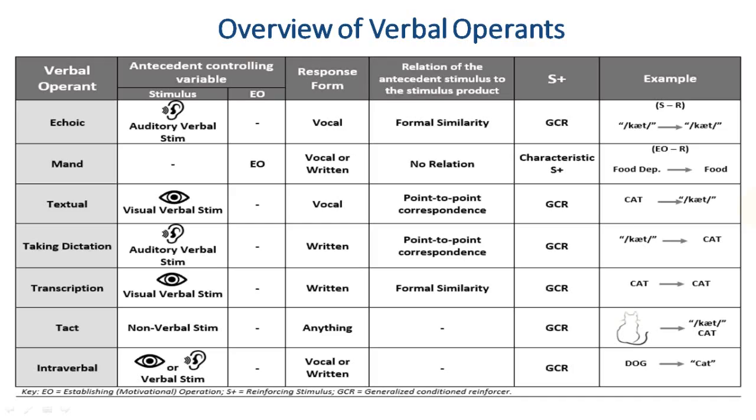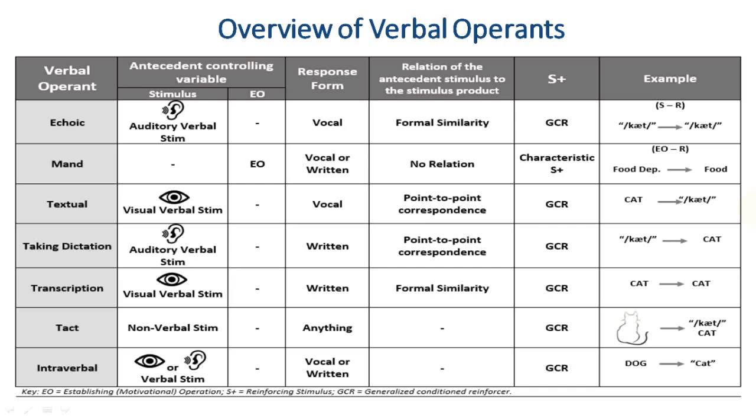Take a moment to identify whether the behavior of the pigeon could actually be regarded as a type of verbal behavior, according to the taxonomy of verbal operants that we have covered so far. And this table provides a summary and an easy reference to look at the controlling or antecedent conditions of each verbal operant, what form the response can take, and the relation between the antecedent stimulus and the stimulus product.